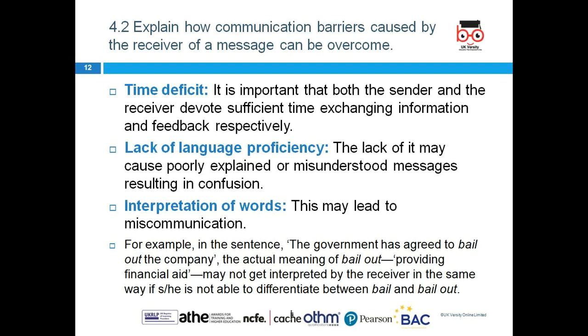So they might understand that bail means that they've left the company, they've just run off and said, right, you're done. Or they might understand that they've actually left them to their own devices, they left them to fail. But instead of understanding that, actually, no, they mean bail out, that they're actually helping them, that they're giving them financial aid. So it really depends on what you understand in certain words. So they can lead to miscommunication.